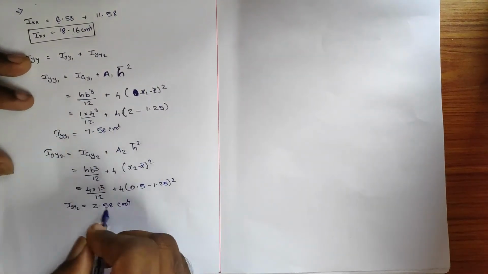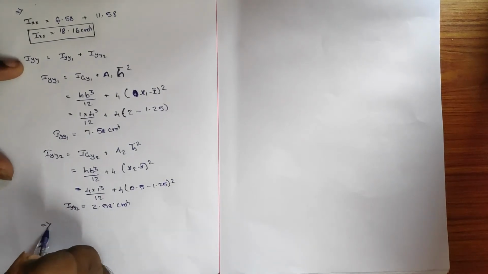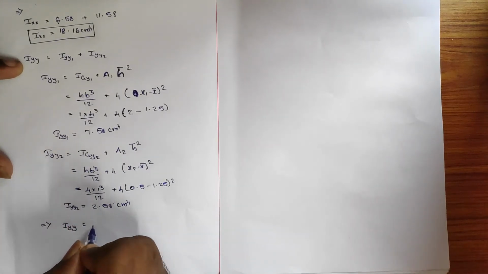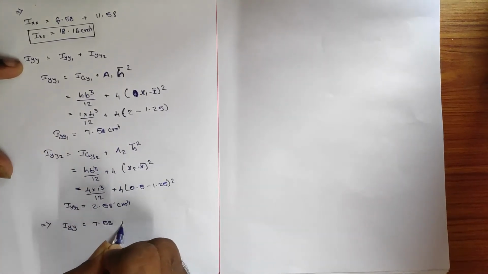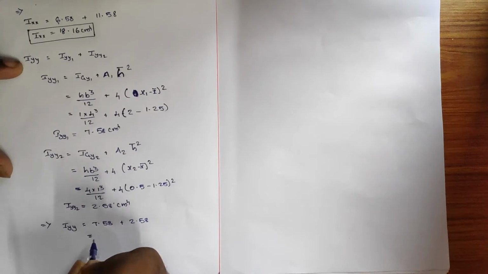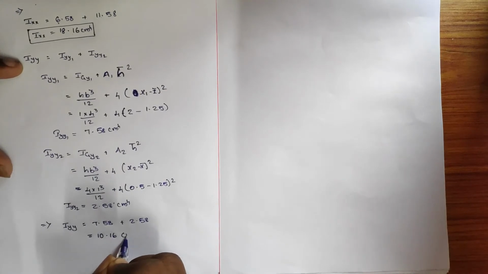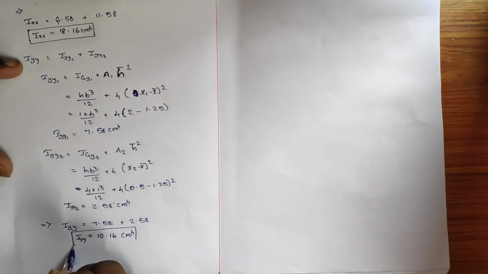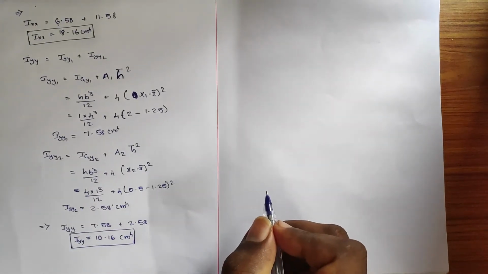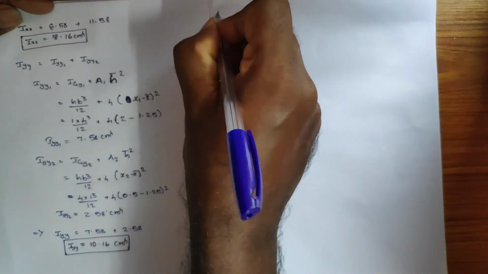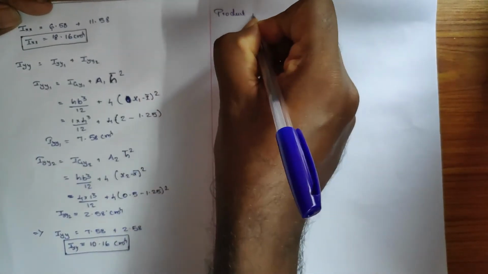Now do the addition so that you will get the moment of inertia about the YY axis, which is equal to 7.58 plus 2.58. So here you may get the value as 10.16 centimeter power 4. This is IYY. So this is the answer for the moment of inertia in the YY axis, right? After finding it, go to the product of inertia.